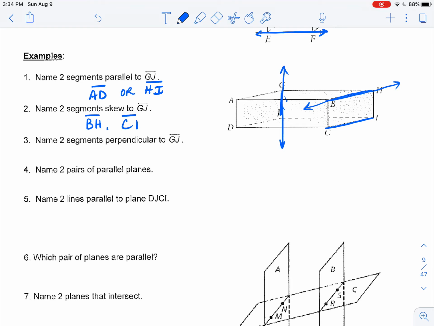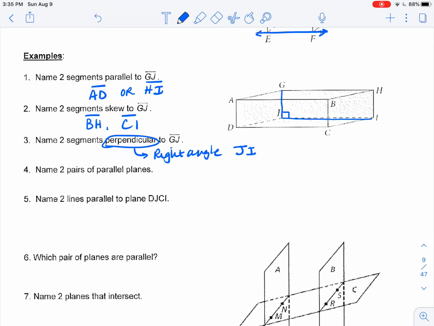Number 3, name two segments perpendicular to GJ. When we see the word perpendicular, we mean they meet at a right angle. Now it looks like we have a right prism here. So GJ, if we're meeting at a right angle, how about JI? Or AG.